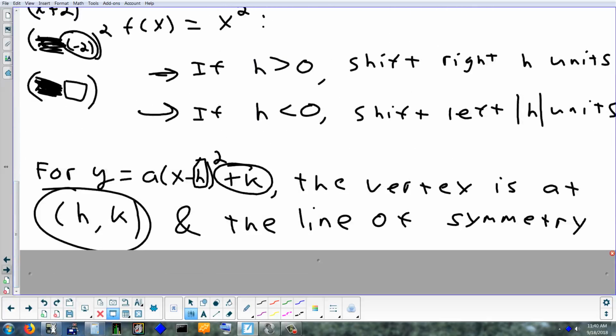And we're going to practice that. I'll give you an example and I'll just say, what is the vertex? So you just have to say, okay, how much did I shift left and right? And then how much did I shift up or down? And that tells you where the vertex moves to.